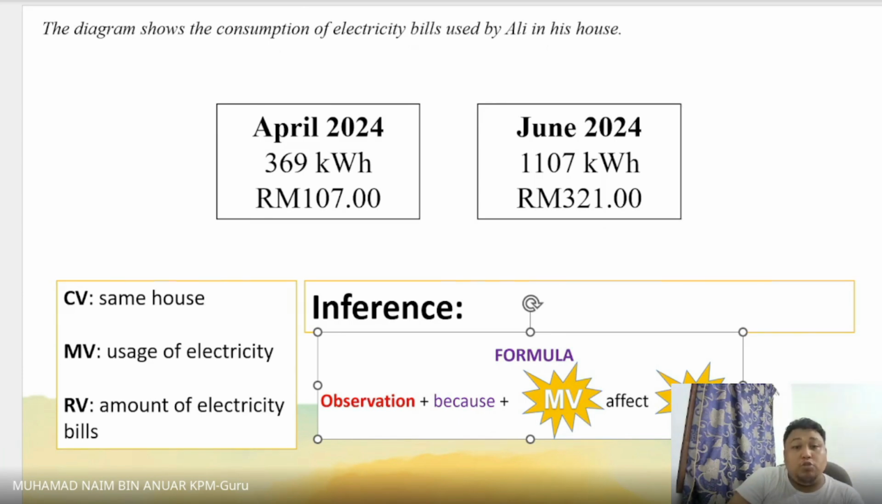Arjun, you just used MV only. You haven't finished the inference. Where is your RV, Arjun? You are halfway correct. If there were two marks, I might give you one, but I don't think there are 2 marks. It's only 1 mark. At RV, usage of electricity affects the amount of electricity bills. Electric bill. Yes, Aisha Masara, correct.